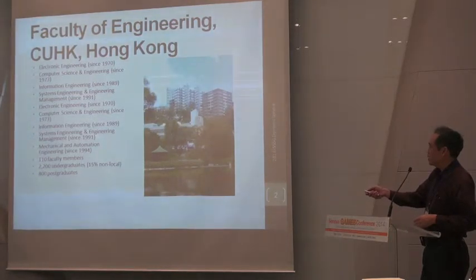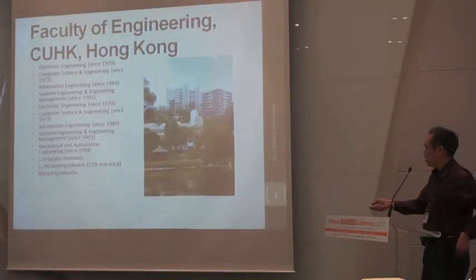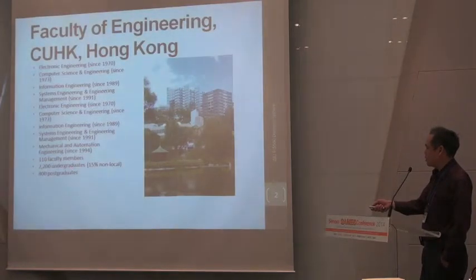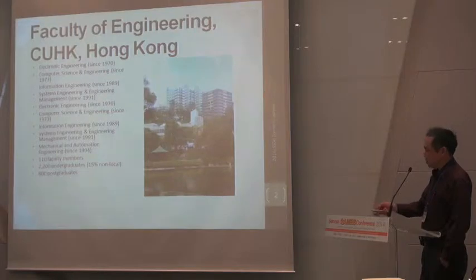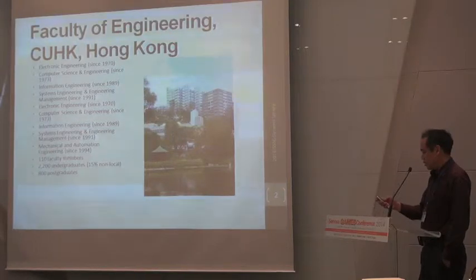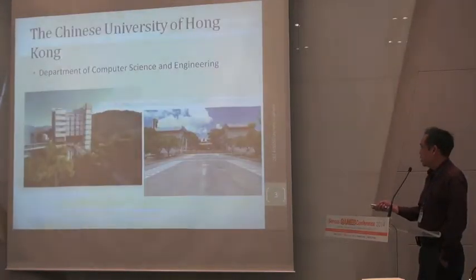Starting from 73, information engineering, system engineering, etc. And we have about 100-something faculty members and 2,000 undergraduates, 8,000 postgraduates. So we do have a large team of people working on PhDs and so on. Right? So this is the place.